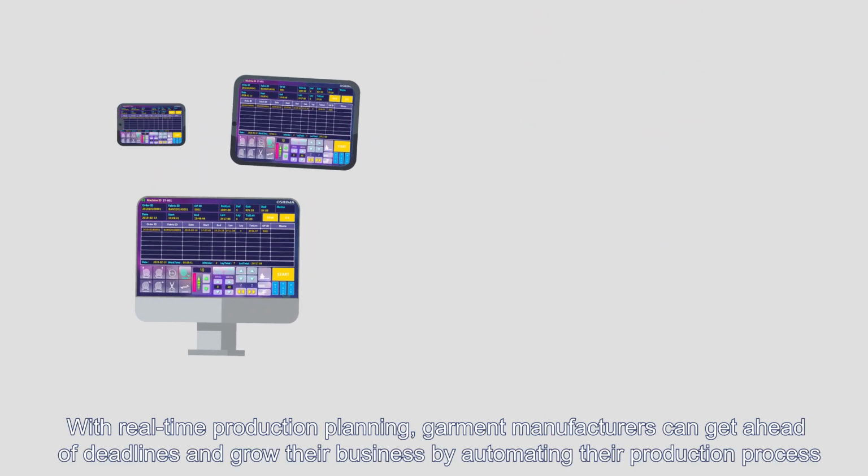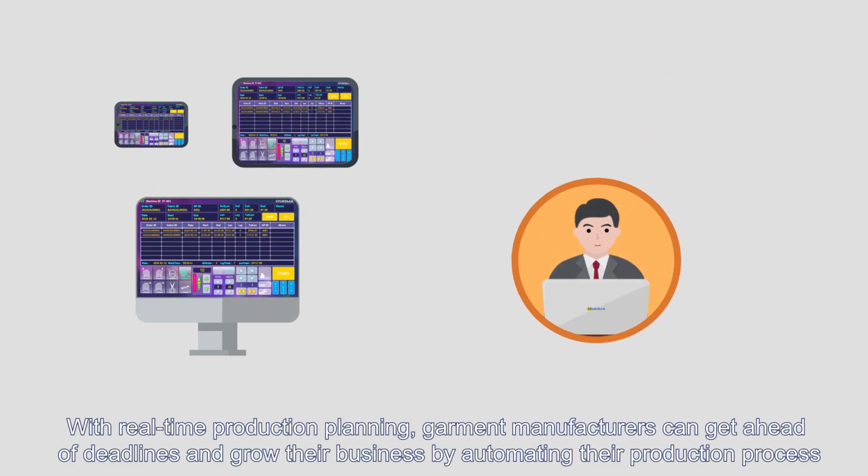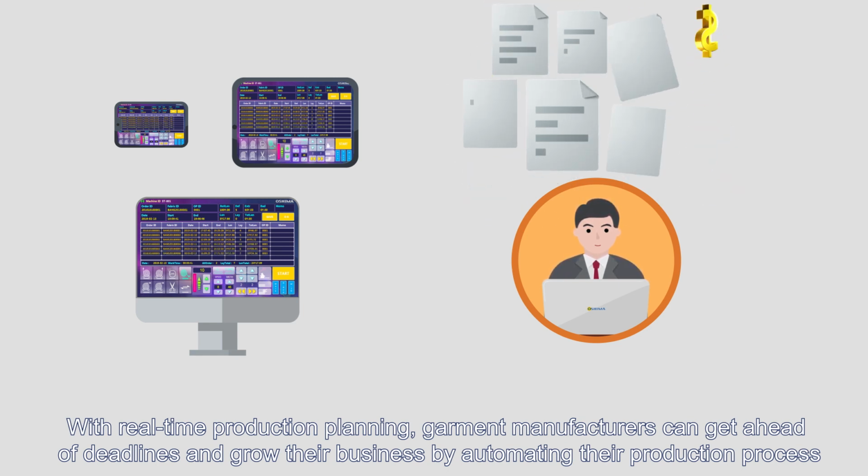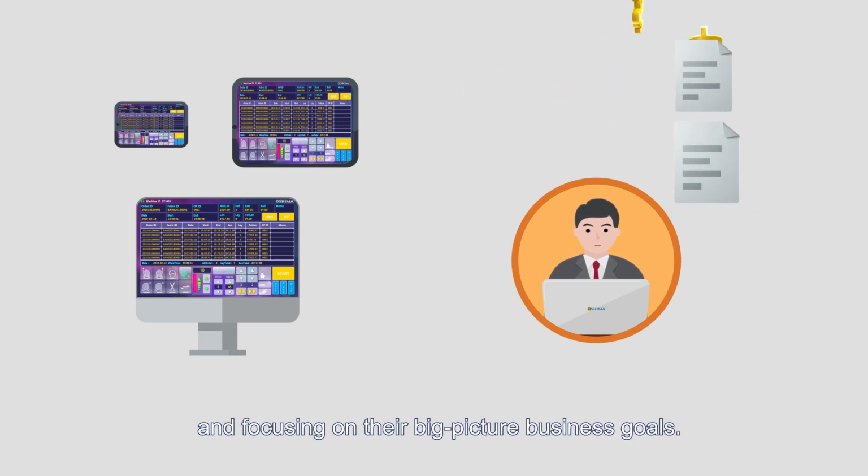With real-time production planning, garment manufacturers can get ahead of deadlines and grow their business by automating their production process and focusing on their big-picture business goals.